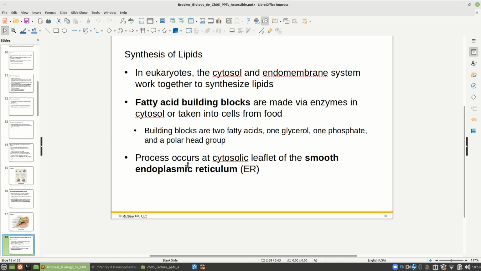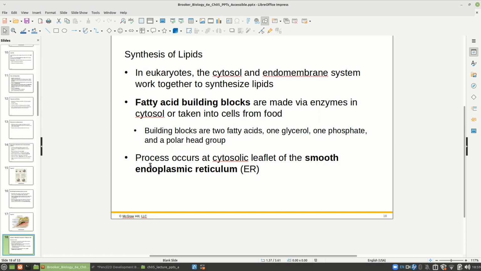Now, the synthesis of lipids. In other words, where do they come from? How do you make them? Well, the whole idea here is that you have an endo, which is internal, versus exo, system that synthesizes lipids. All right. Now you can get lipids from the exterior. It can be brought in, but most of the time the cell is going to make its own lipids.